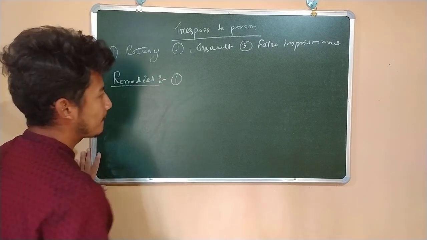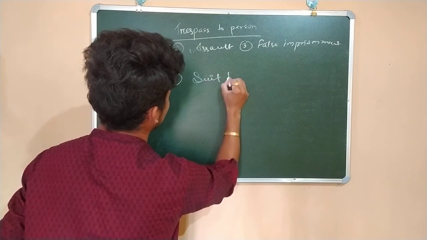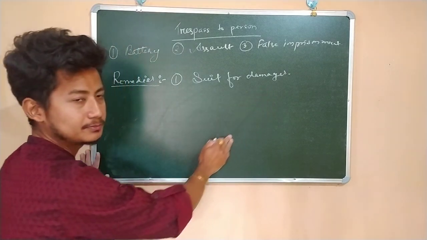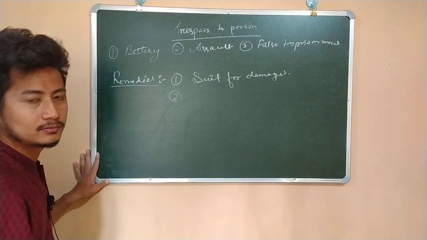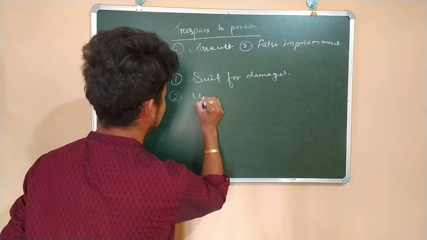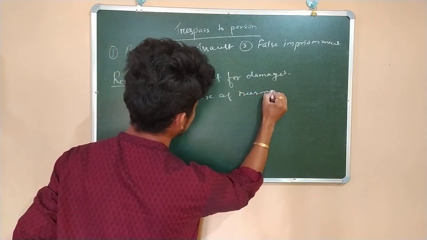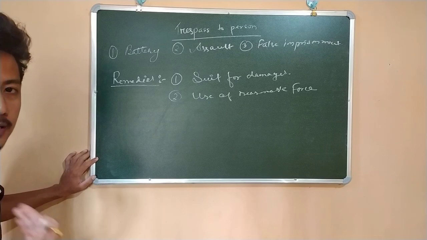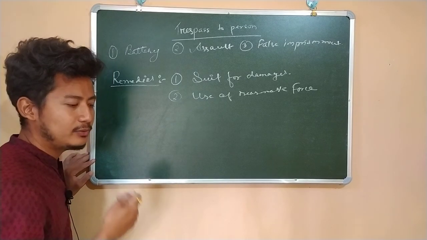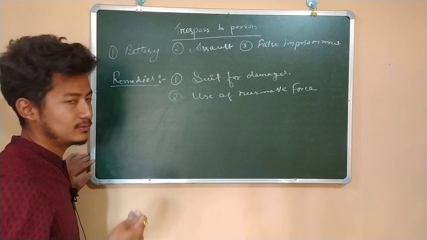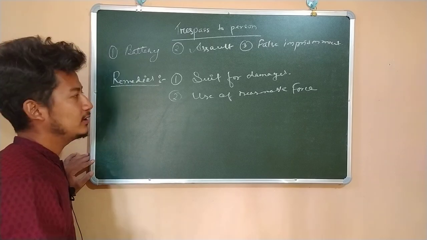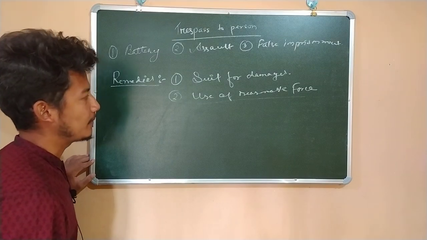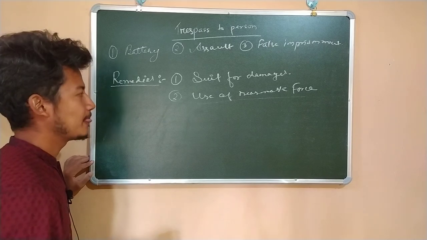Number one, suit for damages. Simple. You can file a suit for damages. Number two, use of reasonable force. For your safety, or for your release, if you can apply reasonable force for your escape, for your liberty, then you should use reasonable force without waiting for legal grounds. You can use self-defense.